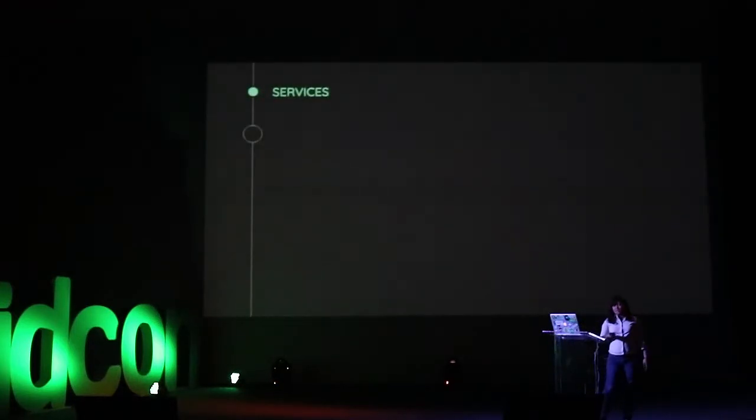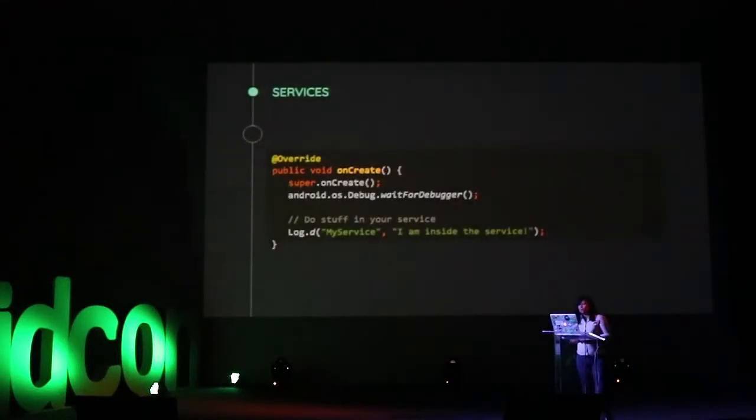So, but what about services? Services, we usually have them long running in the background, right? Like sync services, like for Domain, we use it to sync your shortlists or your saved searches. So how do we debug them?